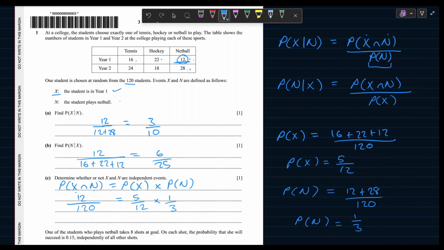12 over 120. What is 12 over 120? 12 over 120 is a tenth. So this is saying that a tenth should be equal to 5 over 12 times a third. That gives us 5 over 36. So this is clearly not equal. So we can say that X and N are not independent.